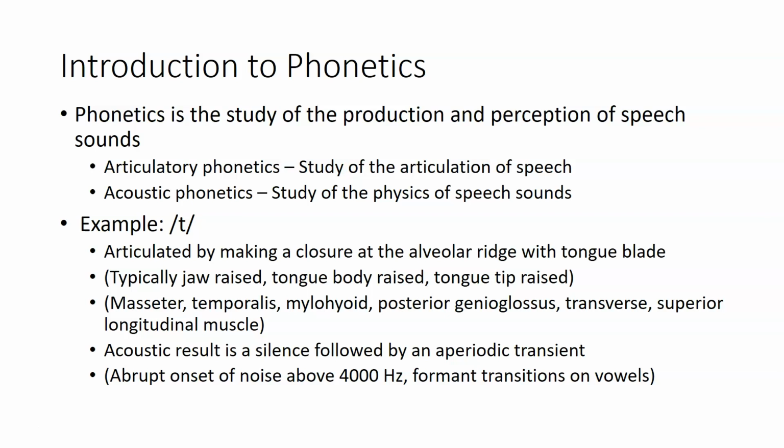The acoustic result of a t sound is silence followed by an aperiodic transient. More specifically, there's an abrupt onset of noise from the silence above about 4,000 Hz frequency, and we can also see formant transitions on the vowels on the basis of place of articulation. All of those technical terms don't make much sense to you until you take speech science, where things like aperiodic, transient, and formant frequencies are all defined.